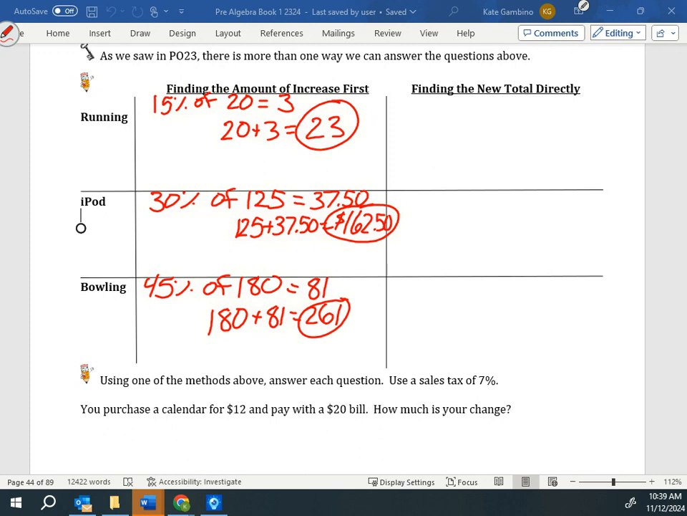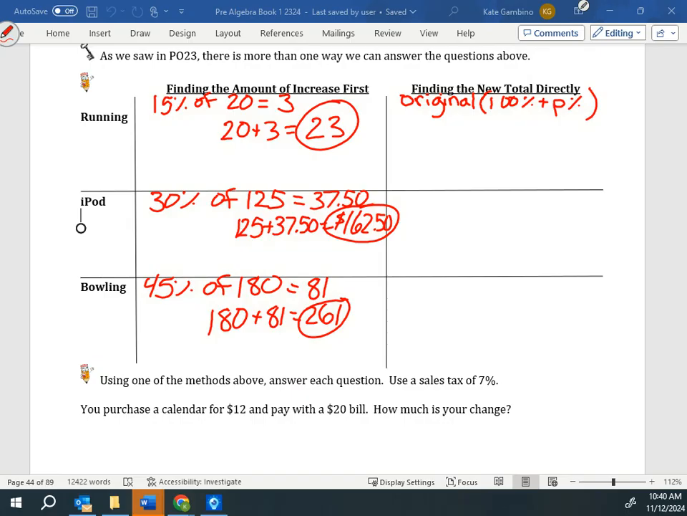Another way to do it is finding the new total directly. So instead of finding that increase and adding it, we're going to do something a little bit differently. There's a formula that goes with this one, so you're going to want to write it down. You have your original number, and you multiply that by 100% plus your percentage. So this one, instead of multiplying then adding, we're going to add then multiply.